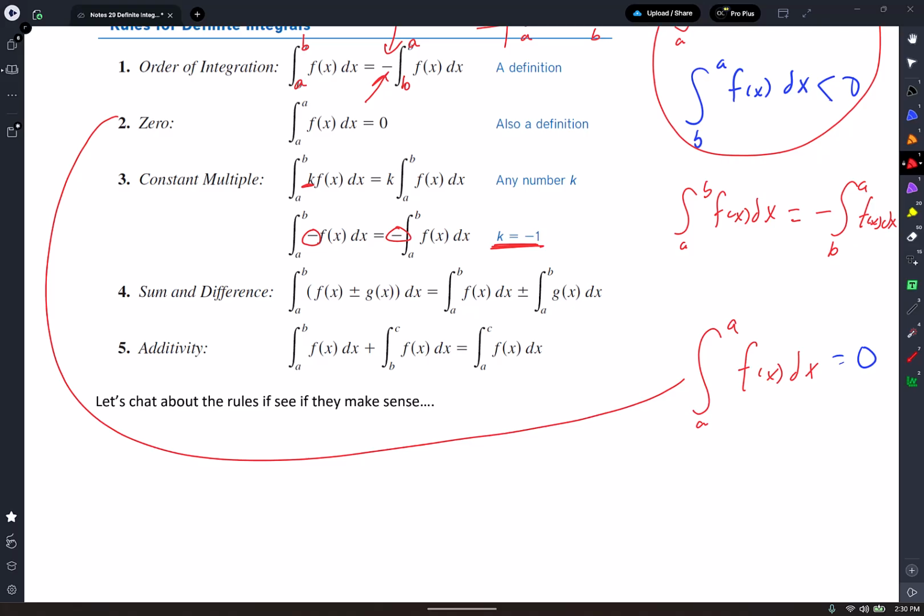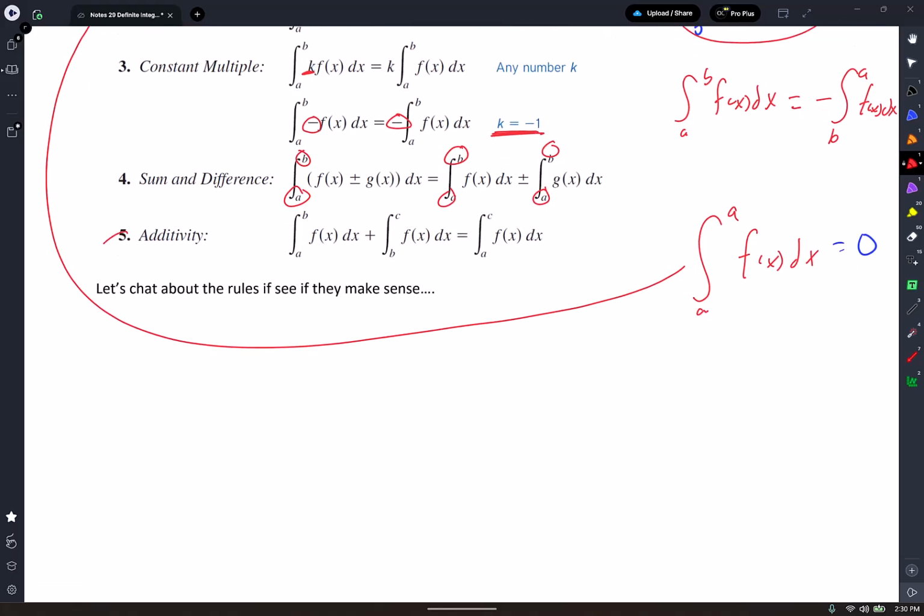All right, sum and difference. As long as the limits are the same, if you have f of x plus g of x or f of x minus g of x, you can spread them apart. You can see the limits are still the same, a, b. You can go the integral of f of x dx plus or minus the integral from a to b of g of x dx. I think that one's pretty straightforward. I don't think we necessarily need anything on that. That's also the same with limits as well. Are we still okay? Okay, so some of these properties are the same.